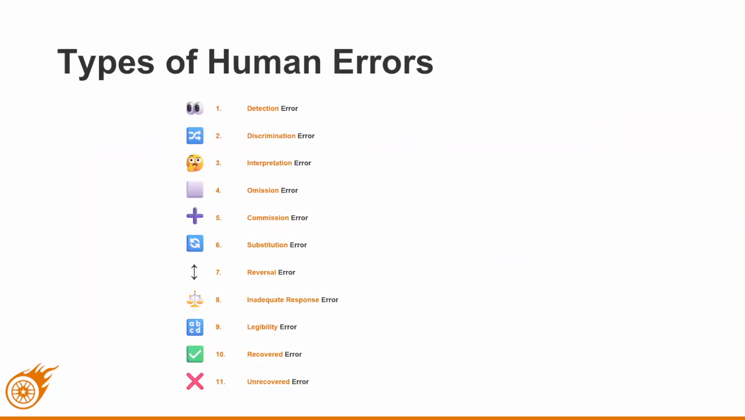These are the 11 types of human errors. Just as a review, detection error is when the driver fails to notice a signal. So make sure that critical visual and auditory signals are prominent, easy to read, easy to hear. Discrimination error is when the driver confuses similar signals. So be sure to use distinct colors, positions, icons on dashboard displays if you have any.